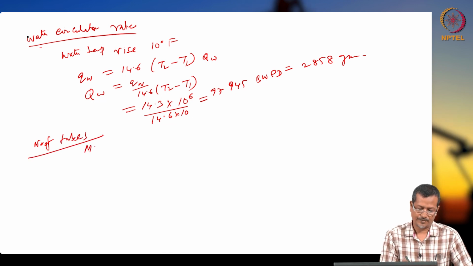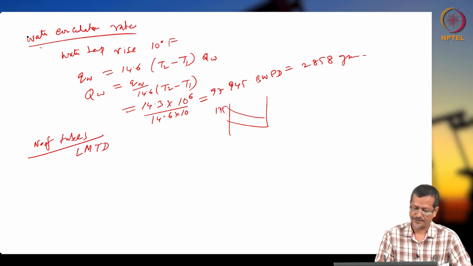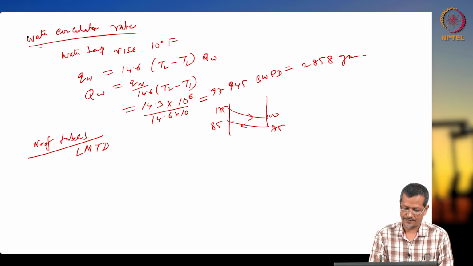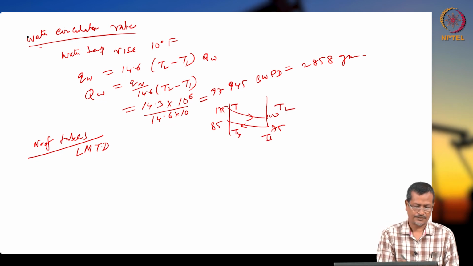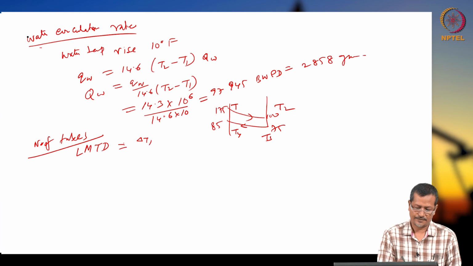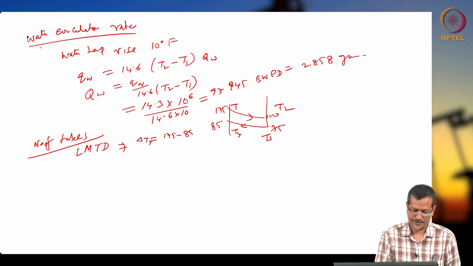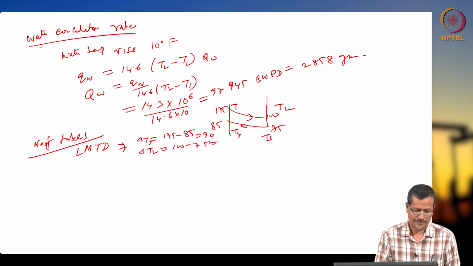So LMTD you have to calculate. When you are calculating LMTD, first you draw this figure. So 175, 85, 100 and 75, T1, T2, T3, T4. So del T1 equals 175 minus 85 equals 90. Del T2 equals 100 minus 75 equals 25.